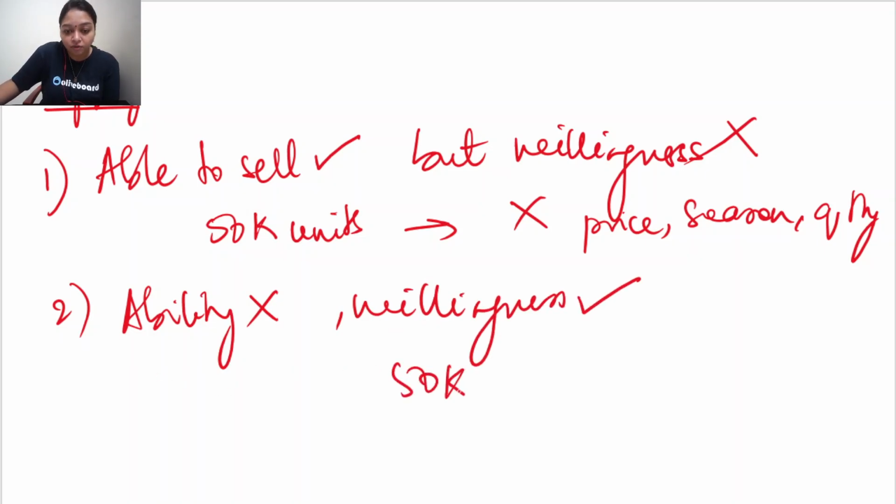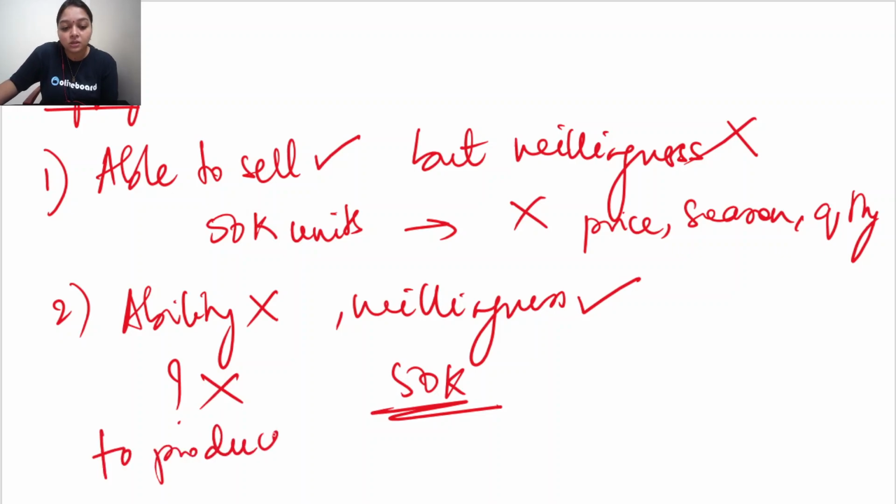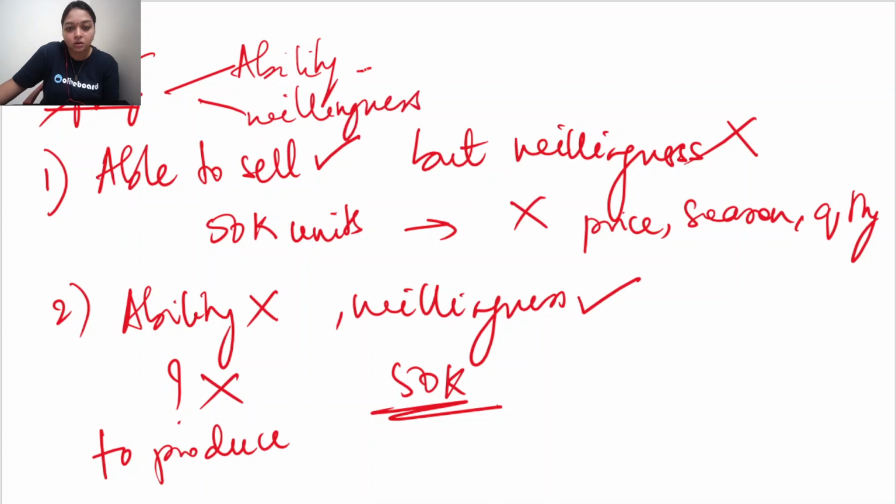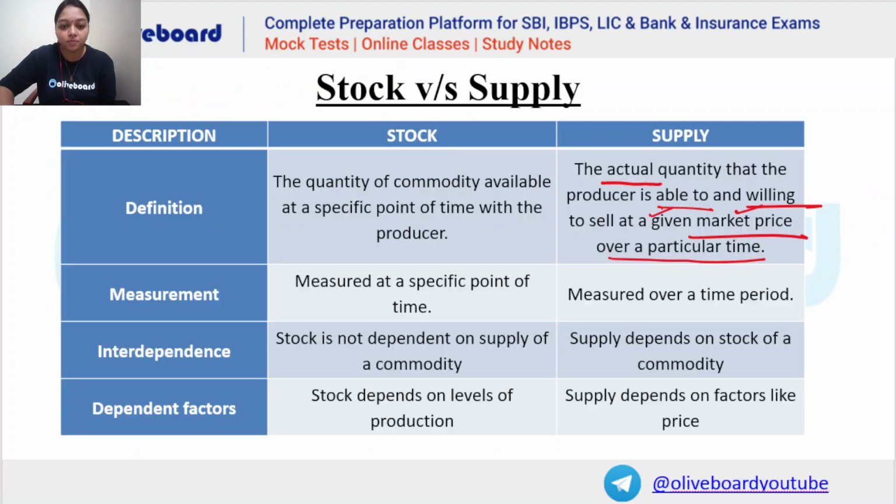Willingness to sell 50,000 units is there, the person has it, but does he have the ability? No, he doesn't. Ability means what? Ability to produce. He doesn't have the ability to produce. So both of them are not supply. For supply to exist, both ability and willingness must exist and they must go hand in hand, right? So this is the meaning.